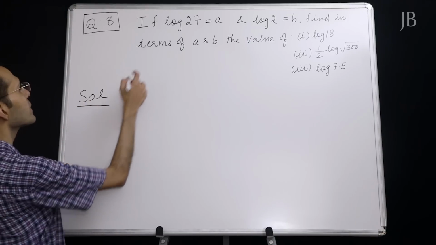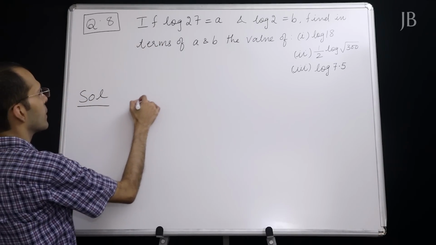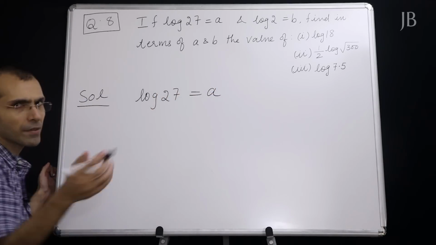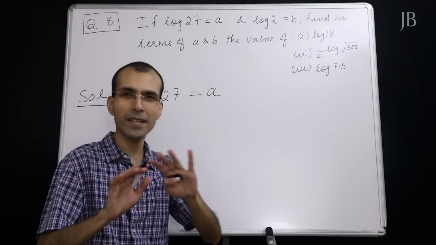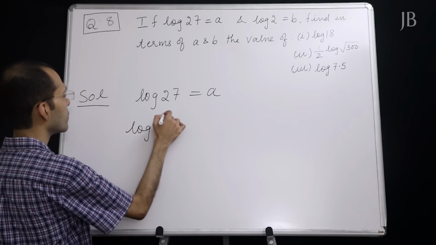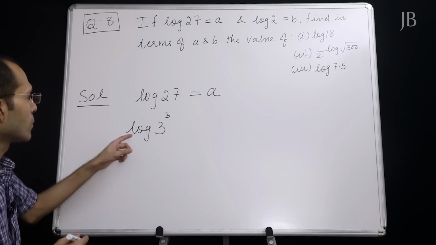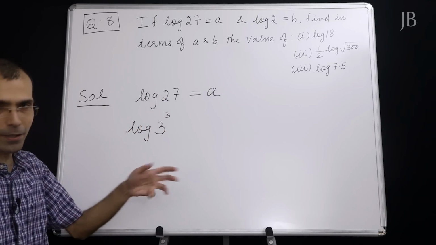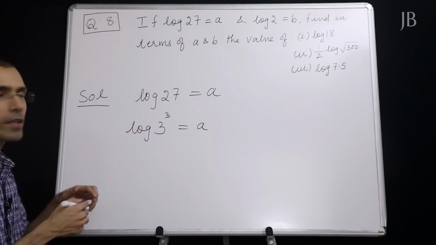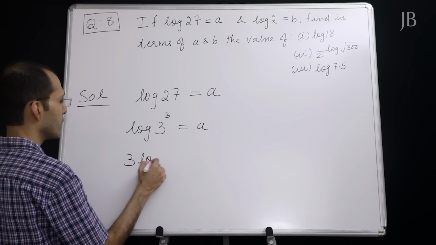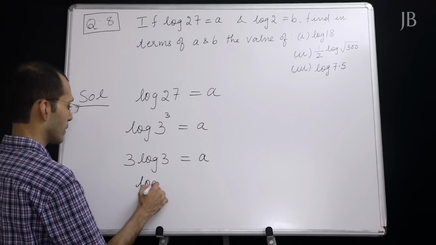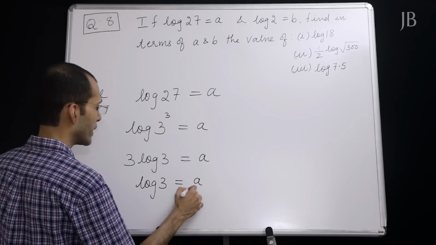So what we do, we will first tackle this and then come to this. Now log 27 is equaling a. This is given and no bases are mentioned, that means the base is 10. So that is also not an issue. This will be log 3 cube. Agreed? Log 3 cube, because 27 can be written as 3 cube. So this will be a. Now power becomes the coefficient. So 3 log 3 is equaling a. Log 3 is equaling a upon 3.